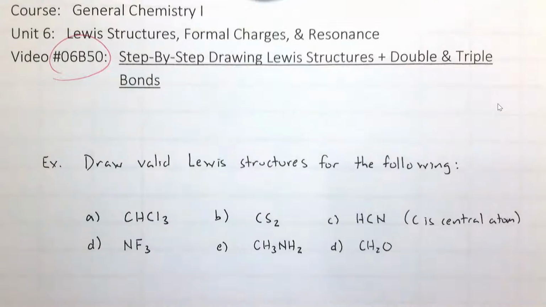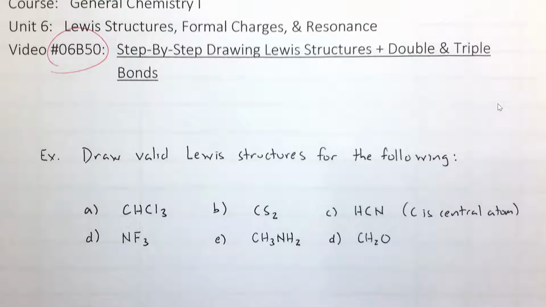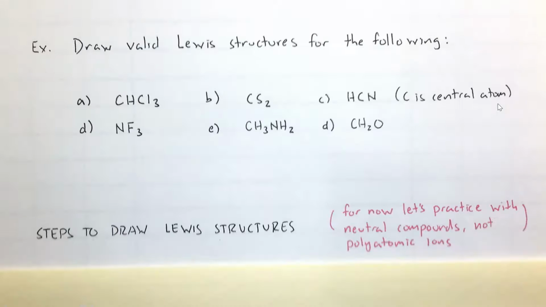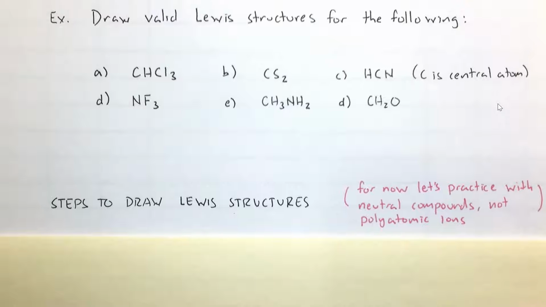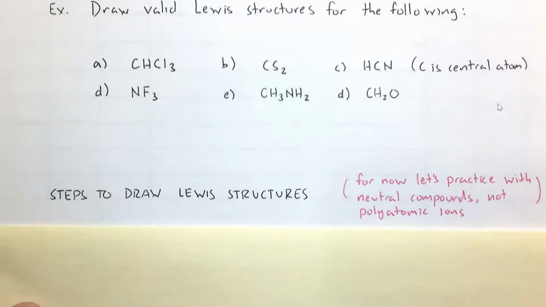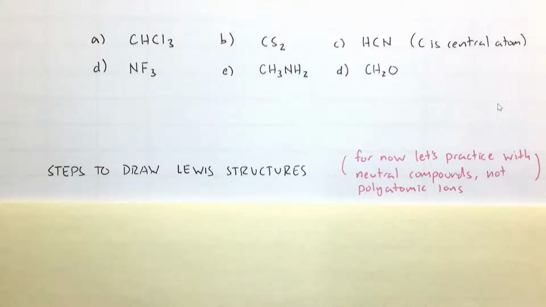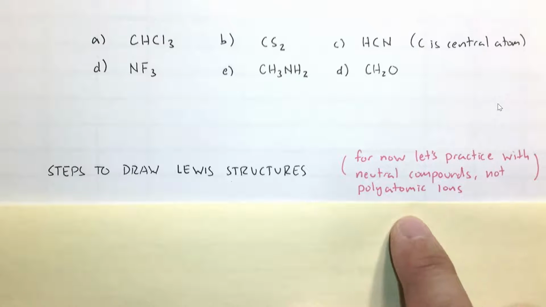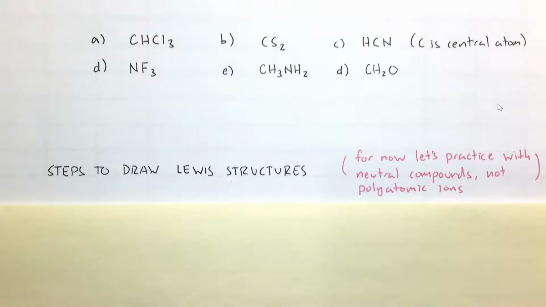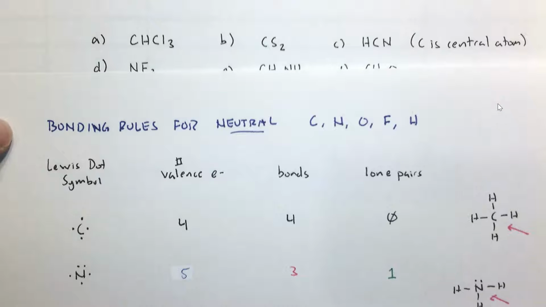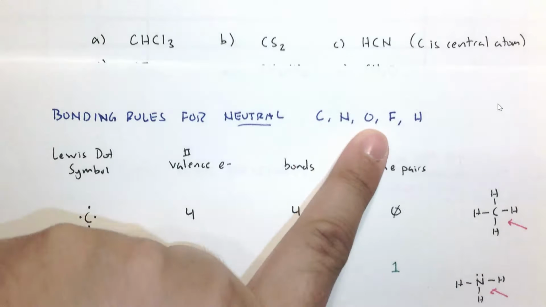But let me go over some formal rules. Maybe this will help the rest of you who weren't able to really catch on to that bonding table. So I have these written out already. Please pause the video if you want to copy these. These are going to be steps to draw Lewis structures. And for now, we are going to practice with neutral compounds, not polyatomic ions. So we are going to be using these rules because these were the rules for neutral carbon, nitrogen, oxygen, fluorine, and hydrogen.